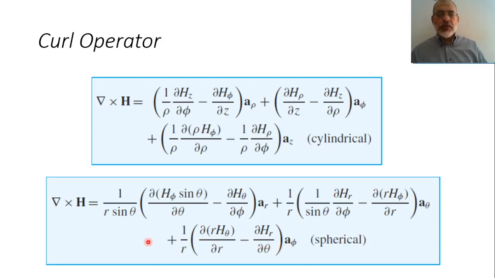And as we mentioned before in the Cartesian coordinates, the rho component is composed of the derivative with respect to phi minus the derivative with respect to z. The phi component consists of the derivative with respect to z minus the derivative with respect to rho, and the z component is the derivative with respect to rho minus the derivative with respect to phi. Okay?